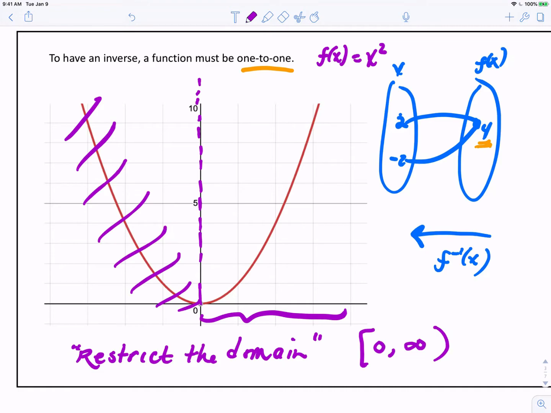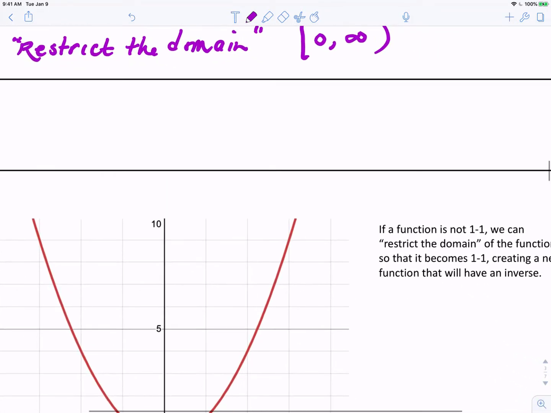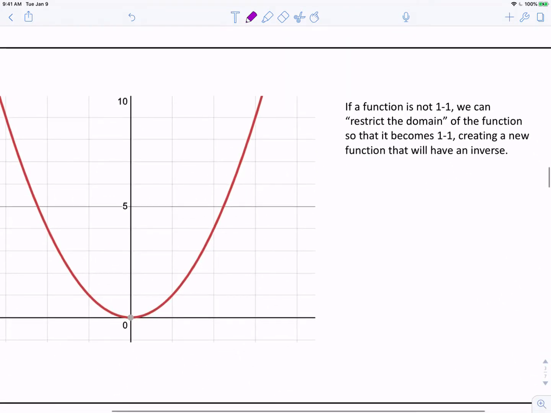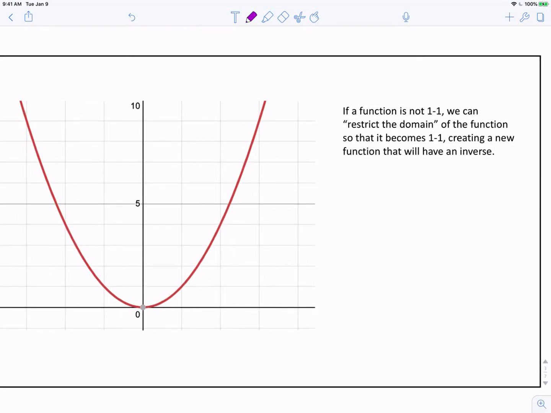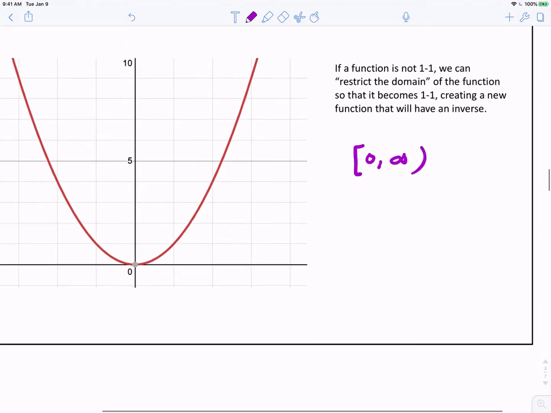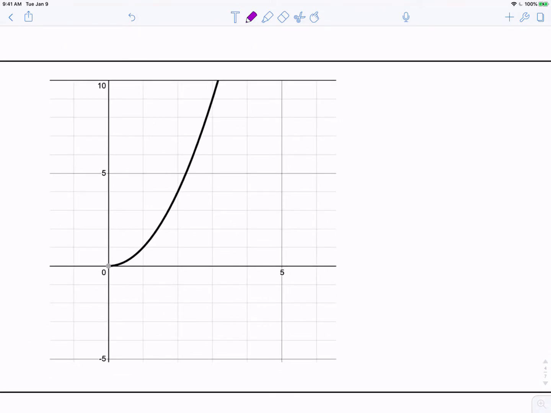And so that's how we get around this problem. We restrict the domain of the function. So again, if a function is not 1-to-1, we can restrict the domain so it does become 1-to-1, creating a new function that will have an inverse. Here, we're going to restrict the domain to the interval from 0 to infinity. And then the graph would look like this. So now it's invertible. Now it's 1-to-1.